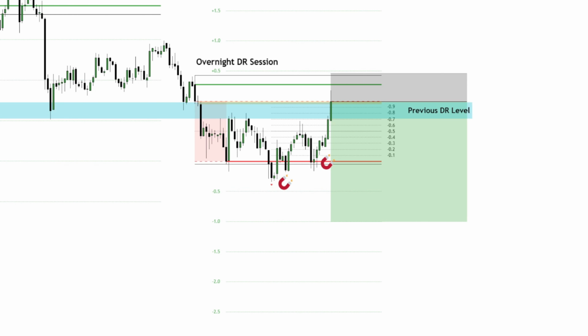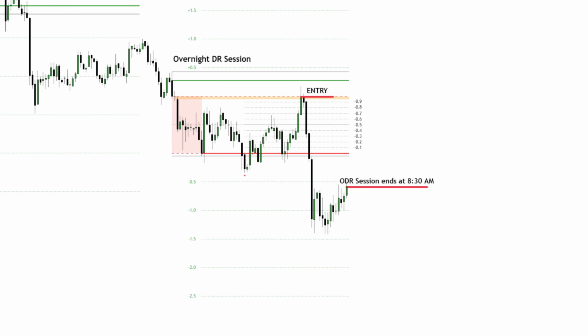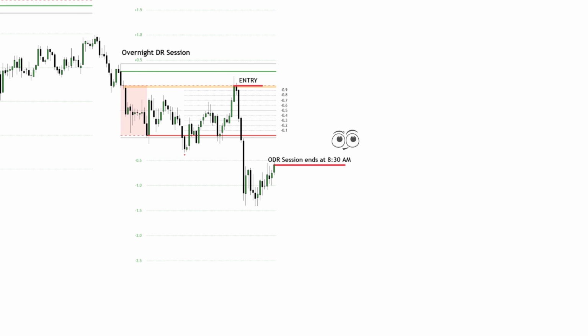As the overnight DR session ends at 8:30 a.m., here's where an advanced layer of the strategy comes into play. What do you do if you want to hold the trade further into the regular trading hours? This is where your stop trailing decisions become crucial. If you're anticipating a continuation of the DR downside model, price should not trade back above the overnight high until the regular DR session box has fully formed.